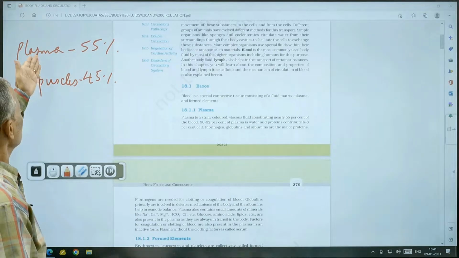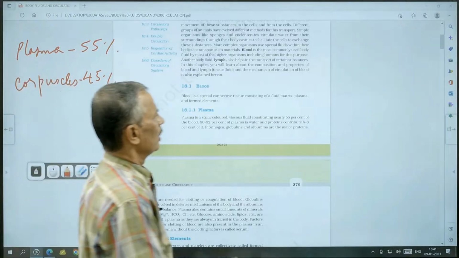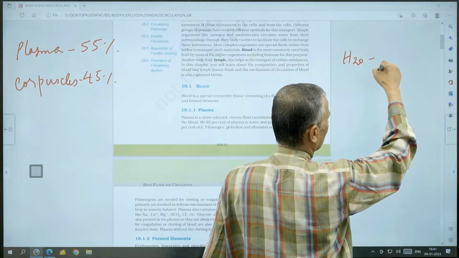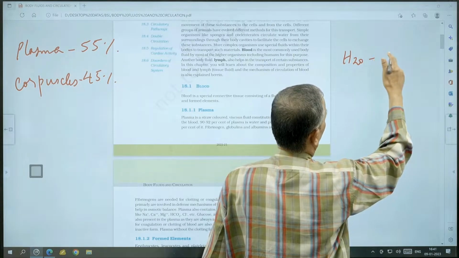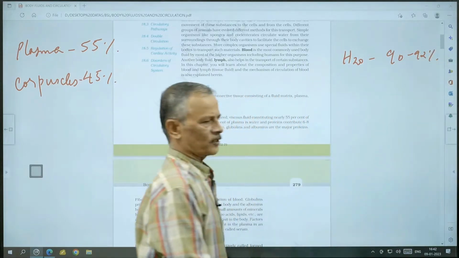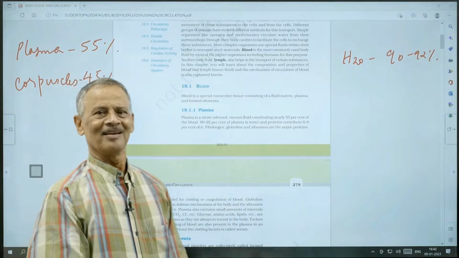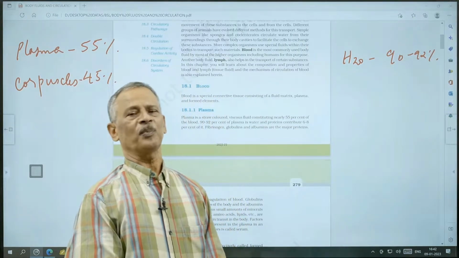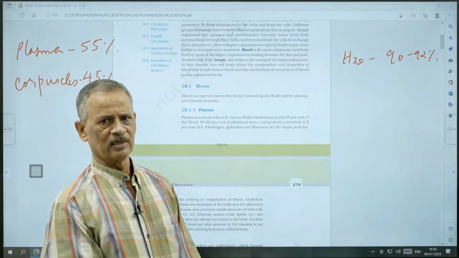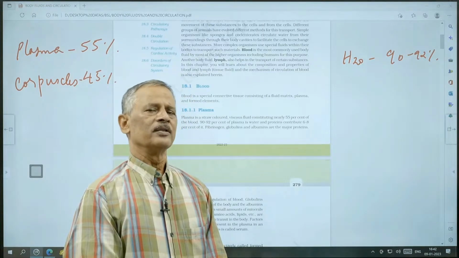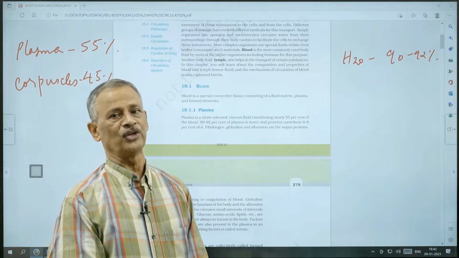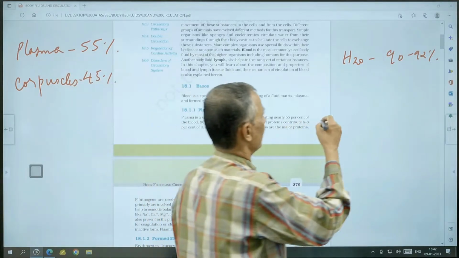Now coming to the structure of the plasma. Plasma has water as the major constituent. 90 to 92% is water. That's why blood can transport a number of materials, because it is mainly made up of water. And in this water, there will be a large number of materials floating, suspended and dissolved in it. What are these materials? Let us see.